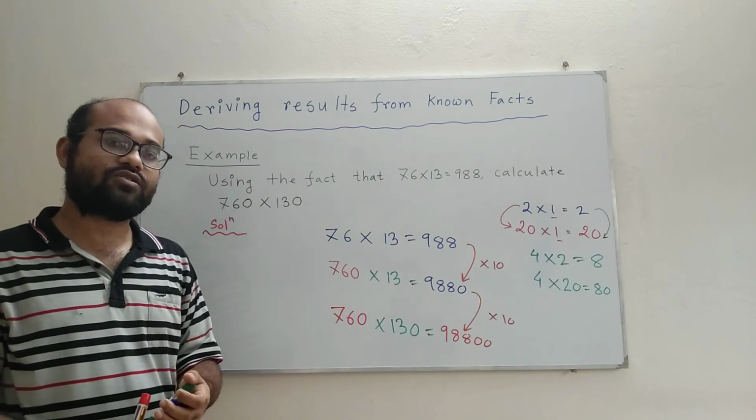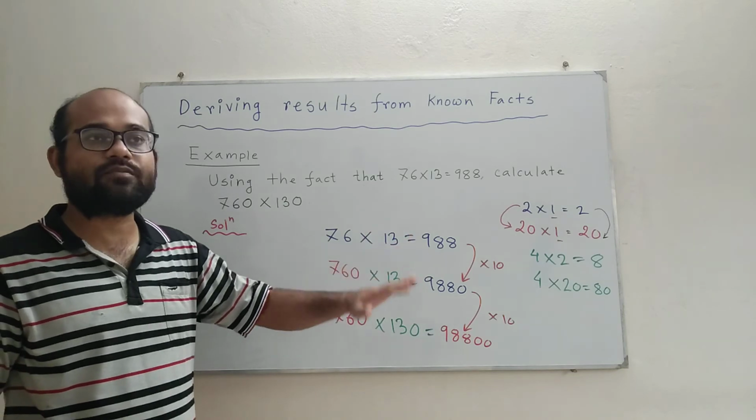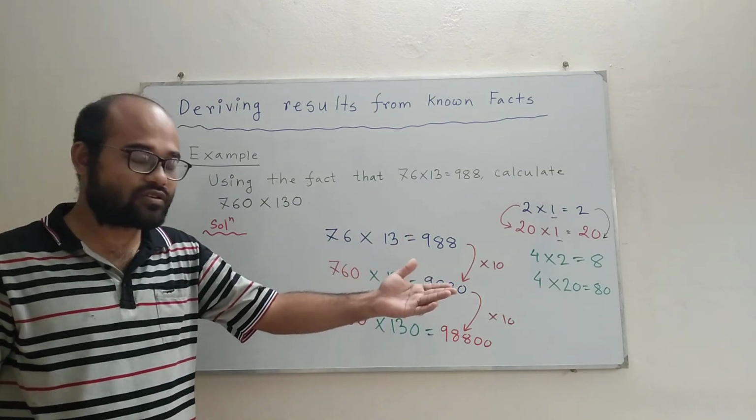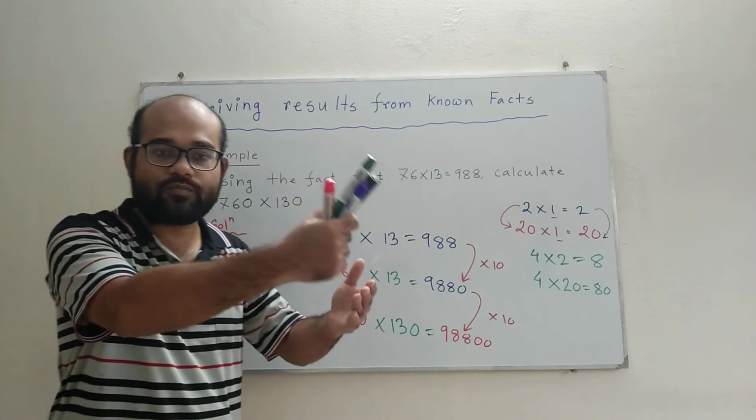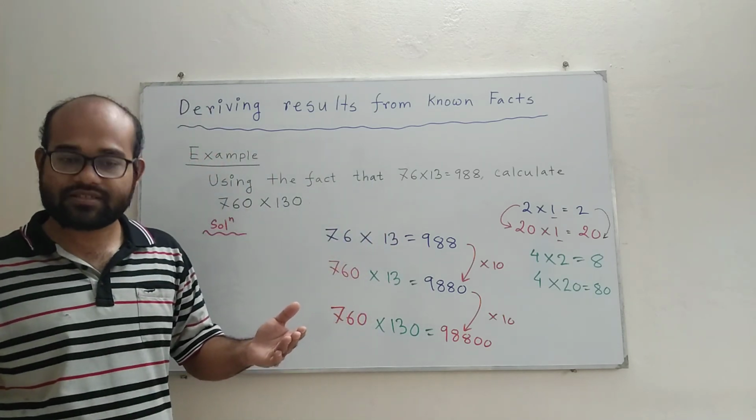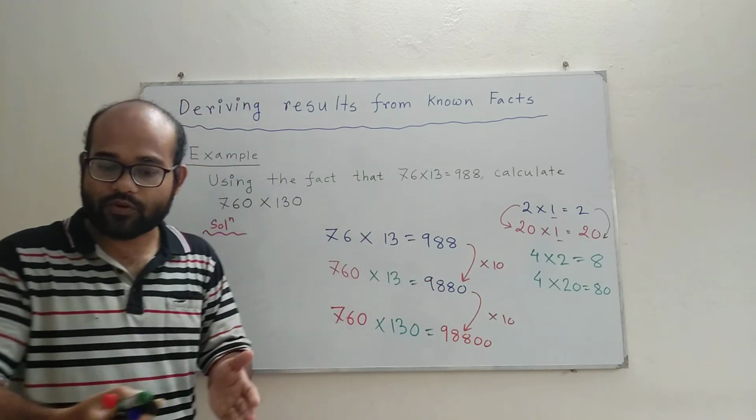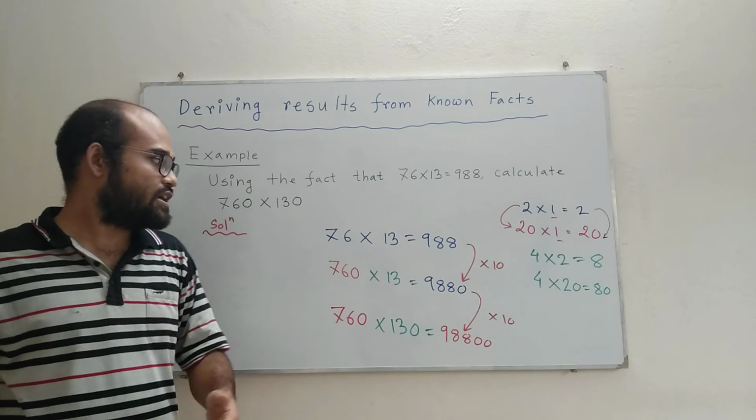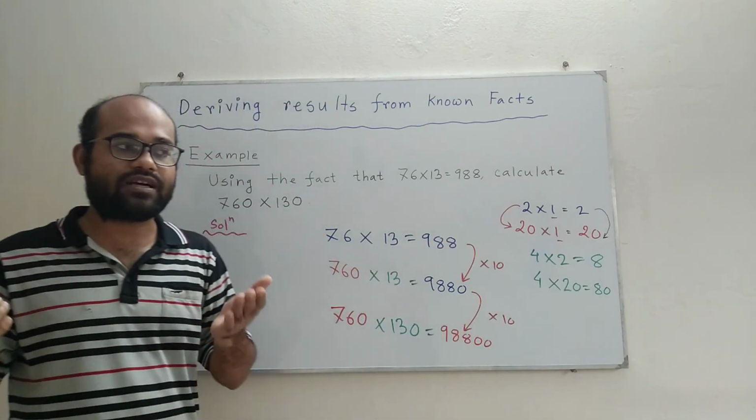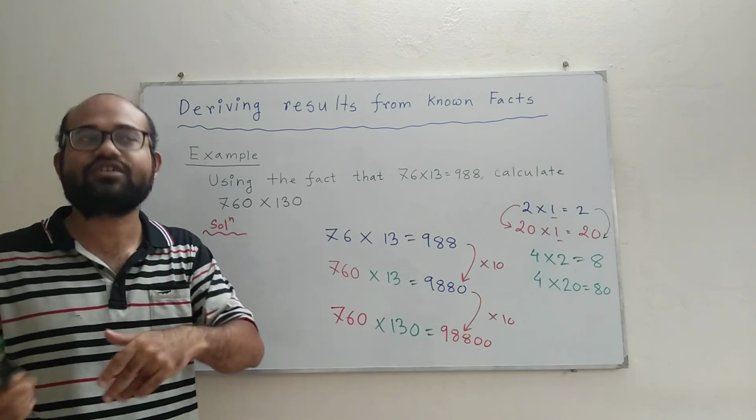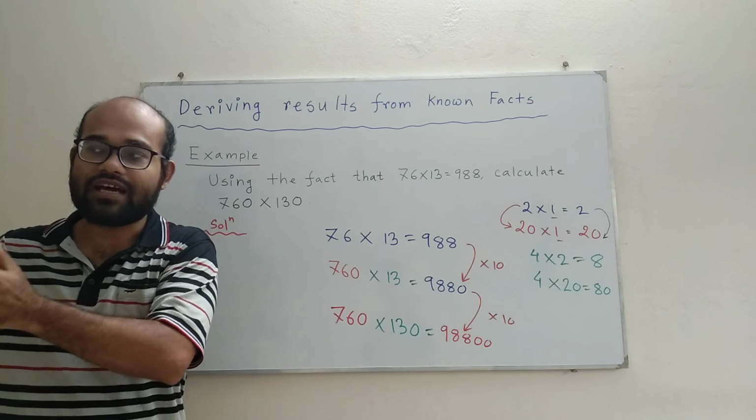And so I would like to conclude today's lecture by saying that if we increase the multiplicand 10 times, your product increases by 10 times. If you increase the multiplier by 10 times, your product increases by 10 times. If you increase both the multiplicand and the multiplier by 10 times each, your product ultimately becomes 100 times.